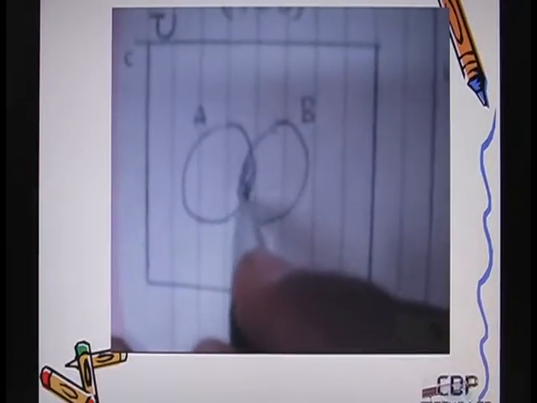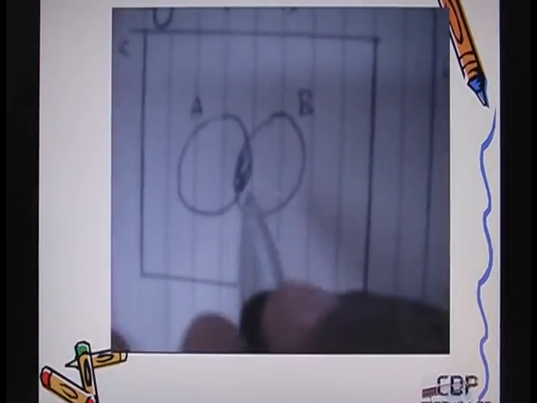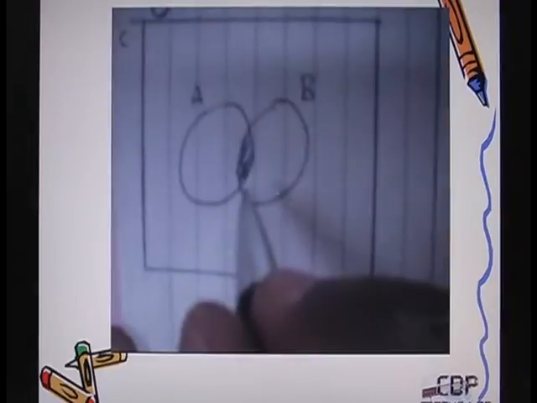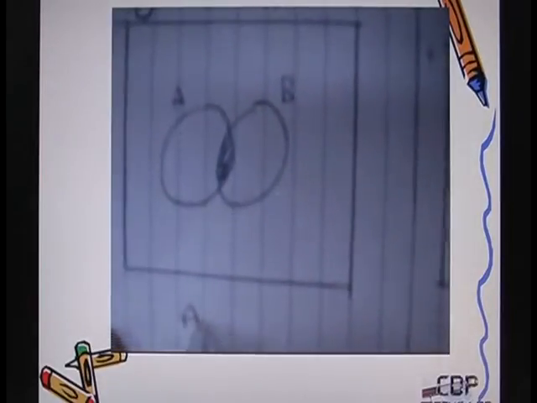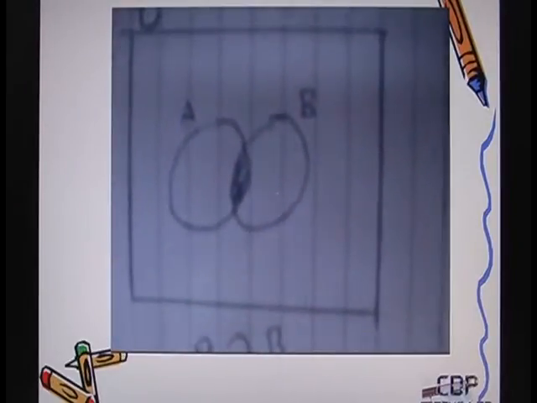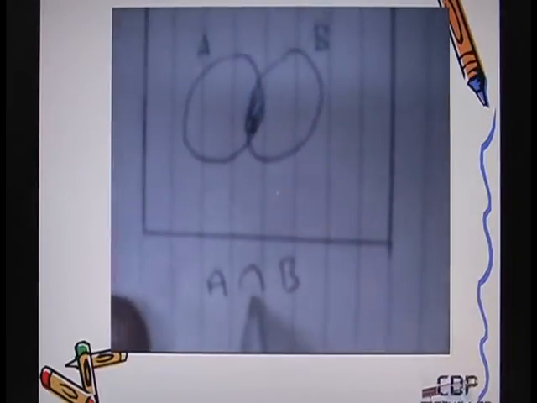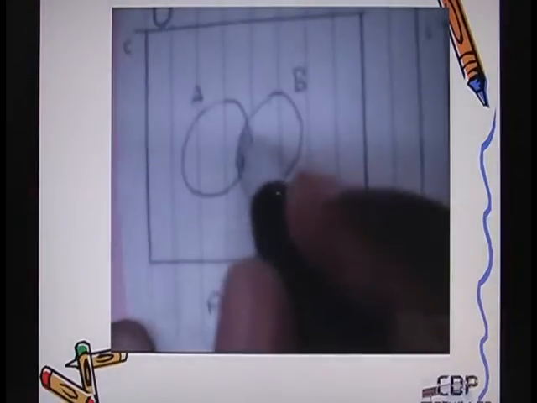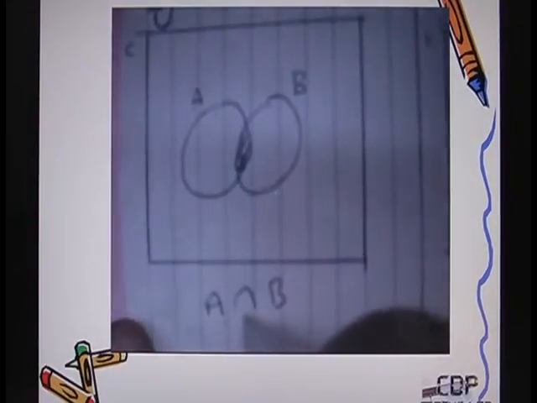Now, part C. This area shaded, what is it? You tell me. You can pause the video and write it down. Alright, let's see if you have the same thing as me. It's A intersect B. So this region represents A intersect B. Let's look at another picture.